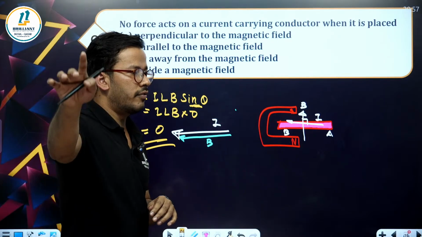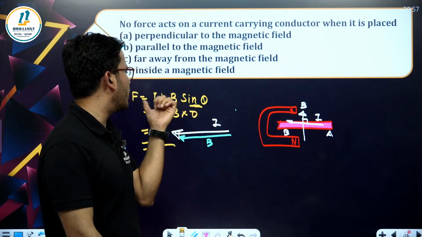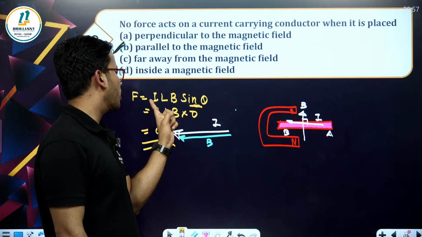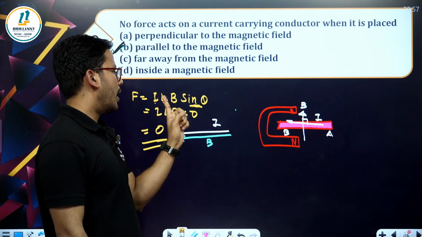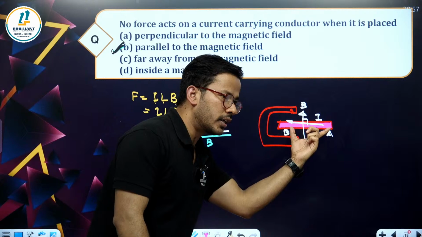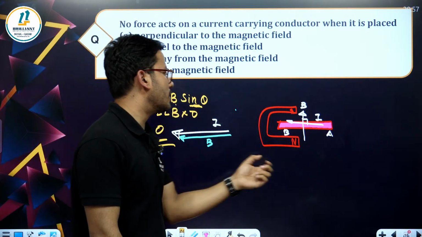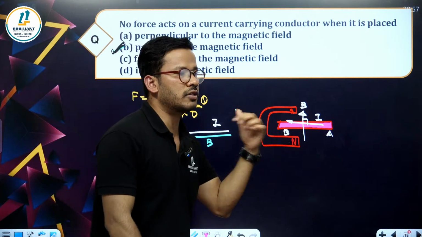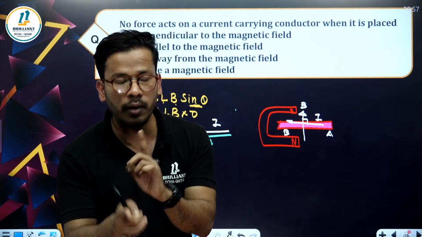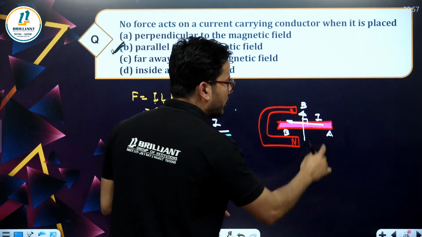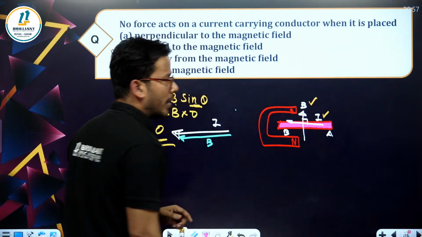Understand it very clearly. We have a formula over here to find out the force. It depends upon current, length, and magnetic field. If you increase the length of the conductor, force will increase. If you increase the current, force will increase. If you increase the magnetic field, force will increase. Also, it depends upon the angle between the direction of current and direction of magnetic field.